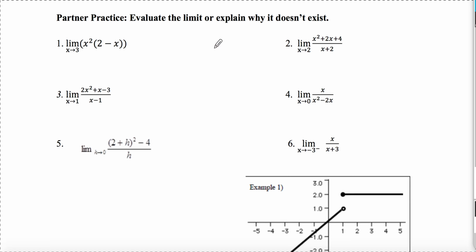All right. Quick go through here. We always start, if we can, by just plugging in. So we're going to plug in. That'll be 9. This is going to give us 9 times 2 minus 3 is negative 1. So that's going to give us a limit of negative 9. Let's try over here. If I plug in 2, I get 4 plus 4 plus 4 over 2 plus 2 is 4. So that's going to give me 12 divided by 4, which is 3, right?